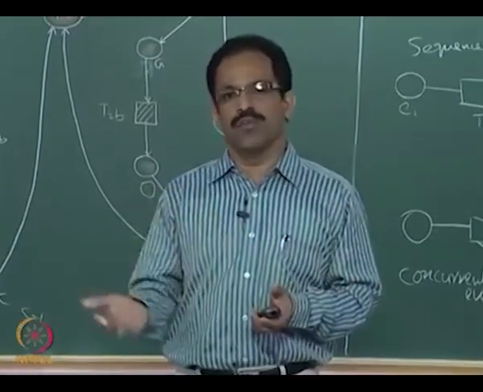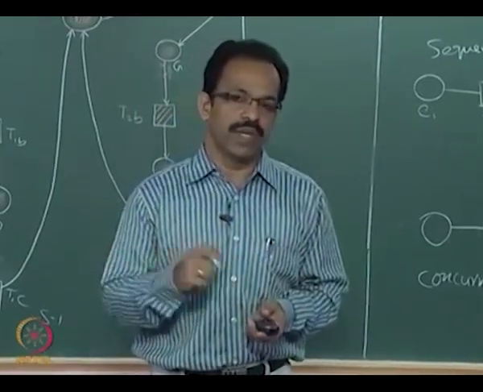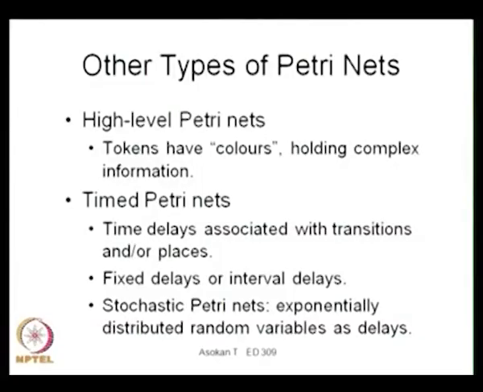But then if you want to have more complex system behavior to be modeled using Petri nets, we need to go for the complex Petri nets, which we call high level Petri nets. In this case there will be colors holding complex information. So you can have different colors for the place values or the tokens. You can have black token, red token or green token, which actually represent different scenarios. So that can actually be incorporated in the Petri net.